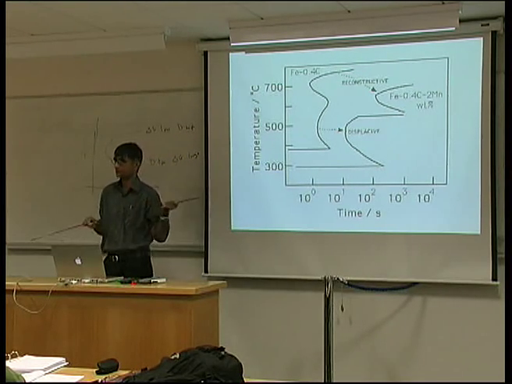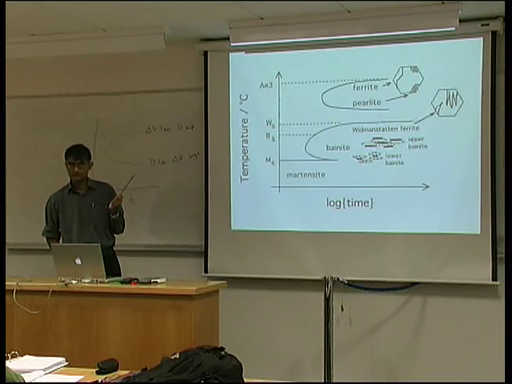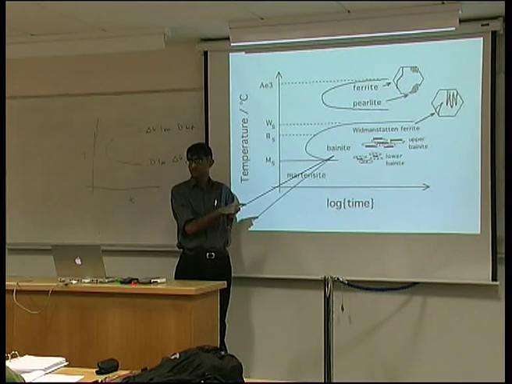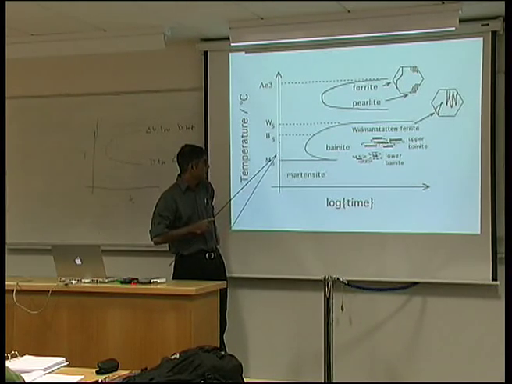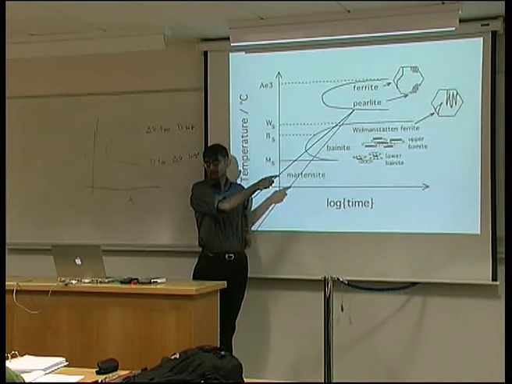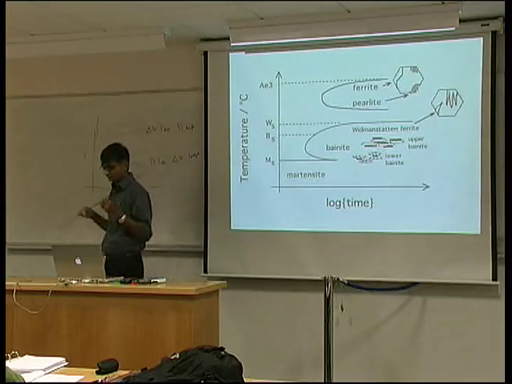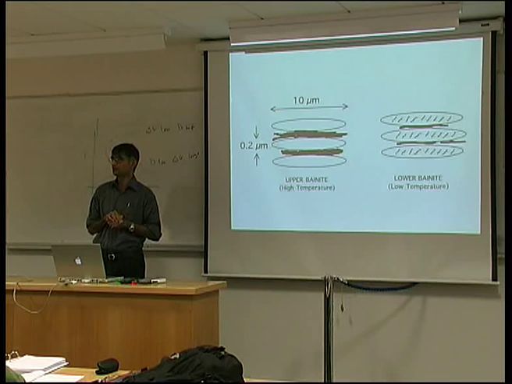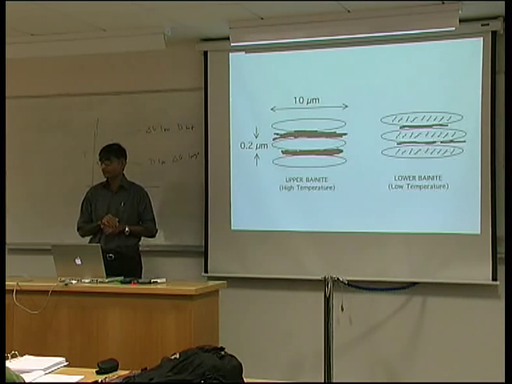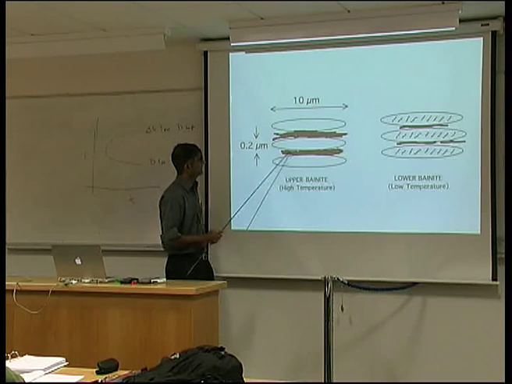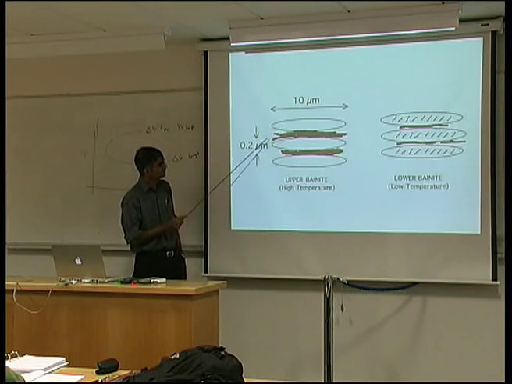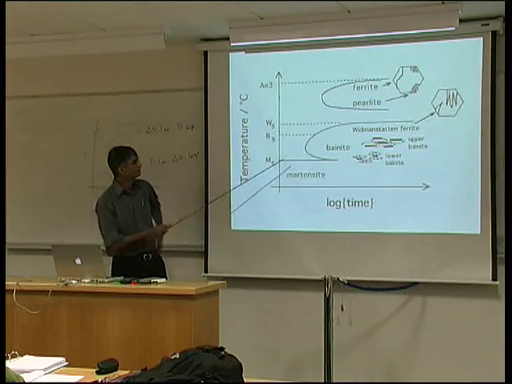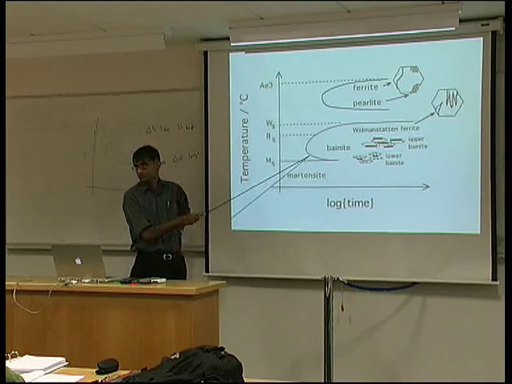So this is a simple way of looking at the time temperature transformation diagram. There is much more detail within each of these, and today we are going to focus on this reaction, which is the bainite reaction, which happens above the martensite start temperature and below the temperature at which pearlite forms. Now, bainite is essentially a non-lamellar aggregate of ferrite and cementite. If you look at the microstructure, upper bainite forms at a relatively high temperature here, and lower bainite at a lower temperature. It makes sense.